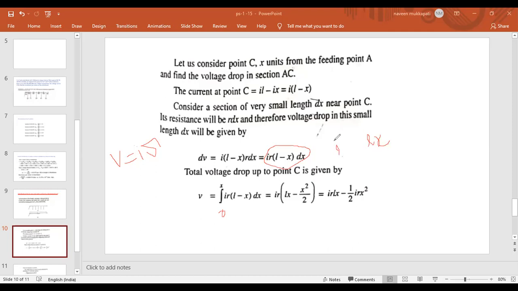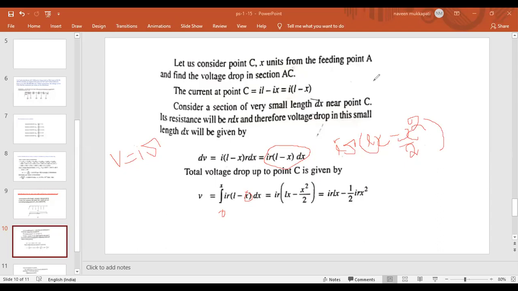Then I into R into Lx minus, what is the integration for x? The integration of x is x square by 2. Therefore it becomes IR (Lx minus x square by 2).